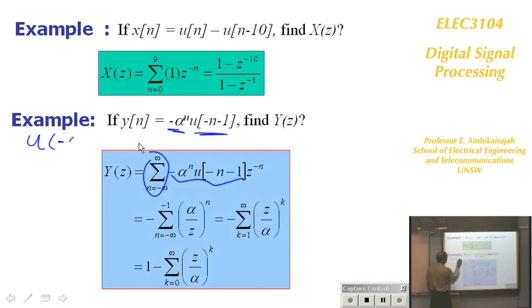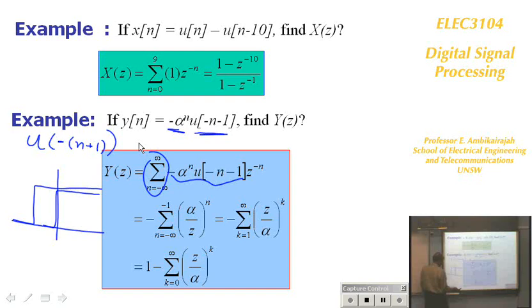plus 1. So, u n is here, u of minus n plus 1 is here. So, minus u of minus n plus 1 means, that's minus 1 here, it looks like this. See that? So, basically, there's no point you doing any summation after this, because they're all 0. So, your summation starts from minus infinity, only up to minus 1. That's how you have here minus infinity to minus 1. You must draw this diagram, otherwise you can't do it. So do you understand?